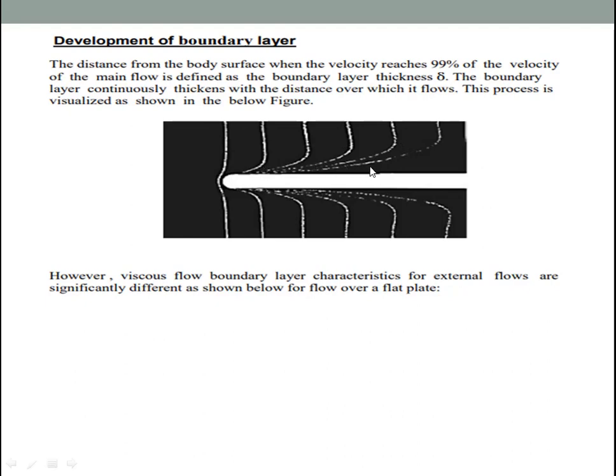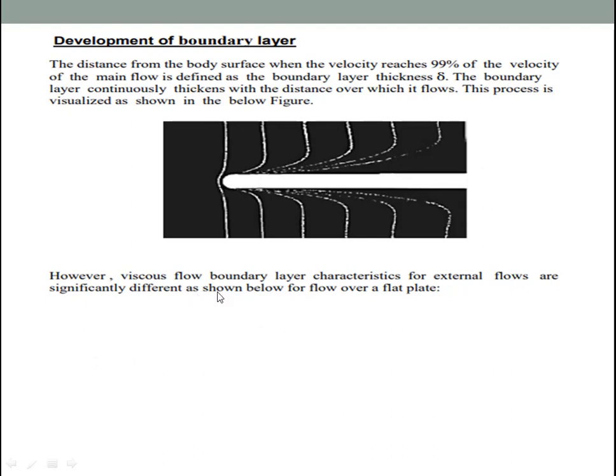The thickness of the boundary layer increases gradually, and it is defined as the distance from the surface of a body at which the velocity becomes 99% of the free stream velocity, which is called the boundary layer thickness. The boundary layer continuously thickens with the distance over which it flows. This process is visualized as shown in the figure below.